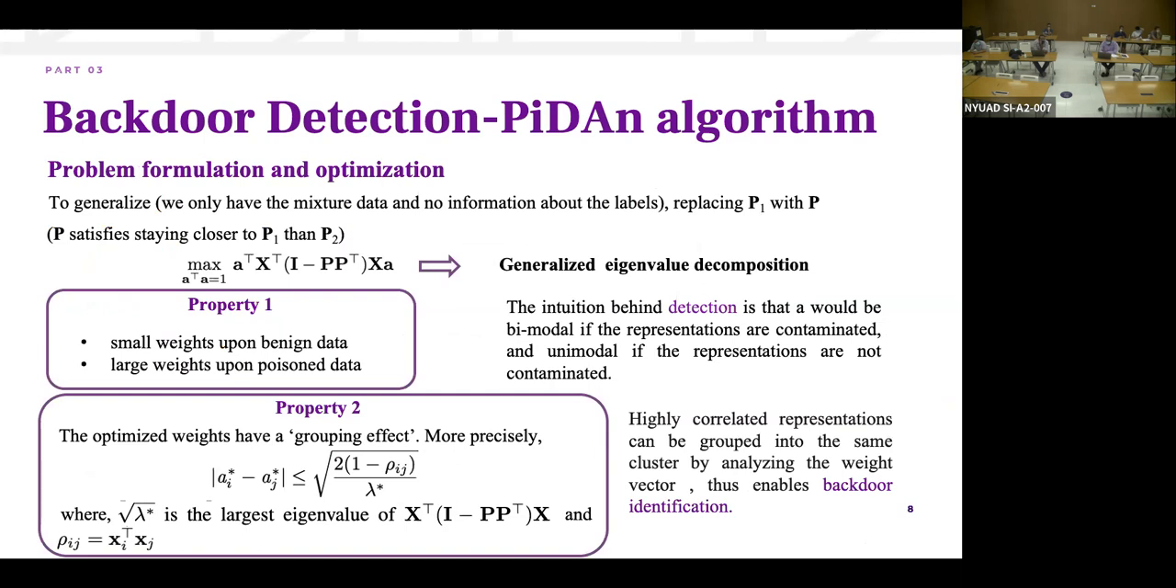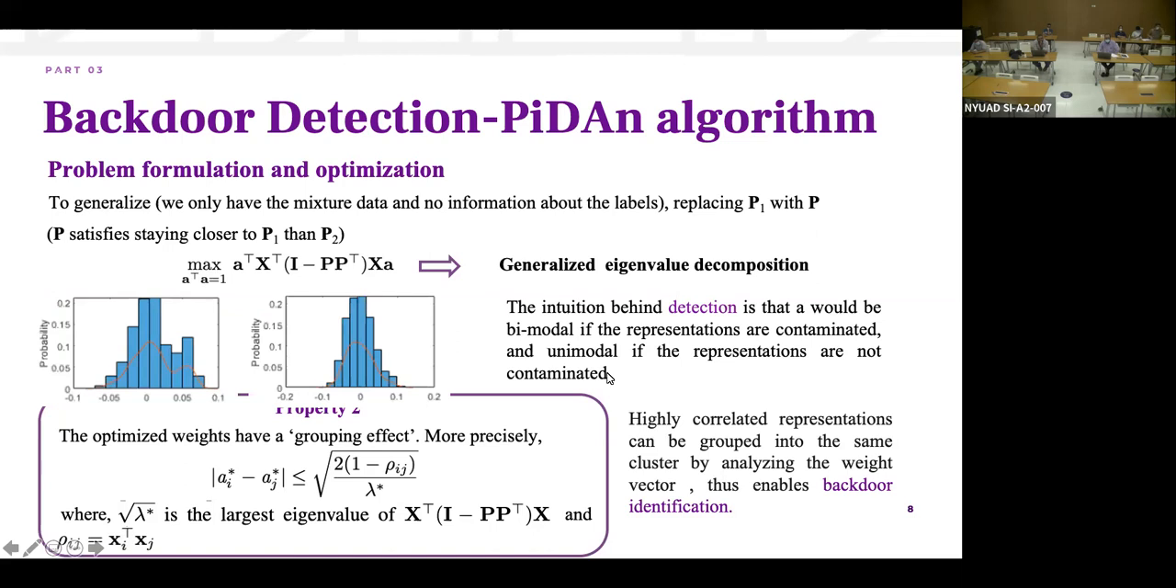Based on this property, we can conduct a detection algorithm. A would be bimodal if the representations are contaminated, because there is a gap between the weights of the two groups, and it would be unimodal if the representations are not contaminated. Some figure examples: in the left figure, this is the poisoned data mixed with benign data, so it approximately follows a bimodal distribution, and the right figure is clean data without contamination, so it almost follows a unimodal distribution.